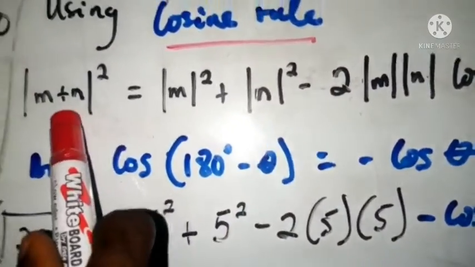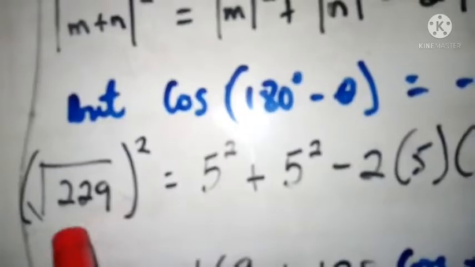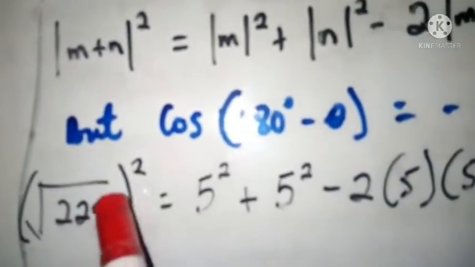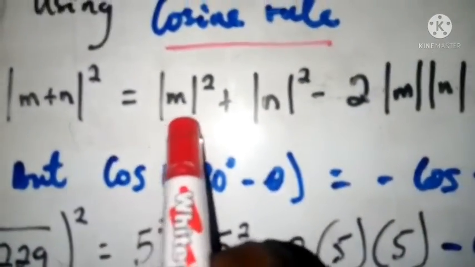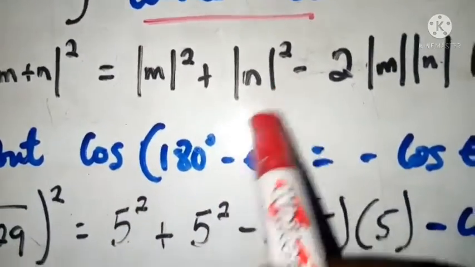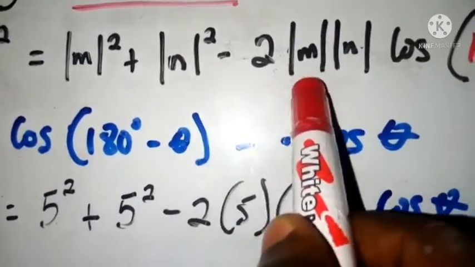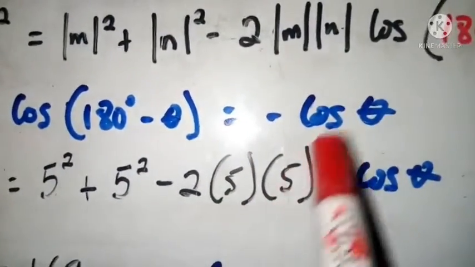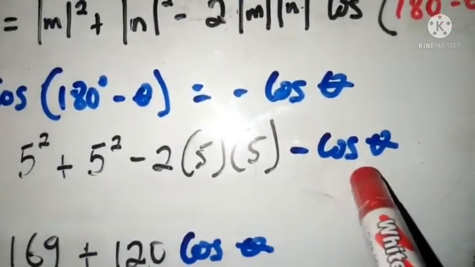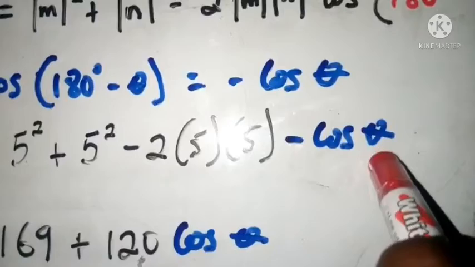So look at something. This side, we know from the question to be root 229. So we are just replacing. Root 229 squared is equal to m, which is 5, squared, and then n is also 5, squared, minus 2 times m times n times cos theta. Remember that we are looking for this angle. This small angle is what we are looking for.